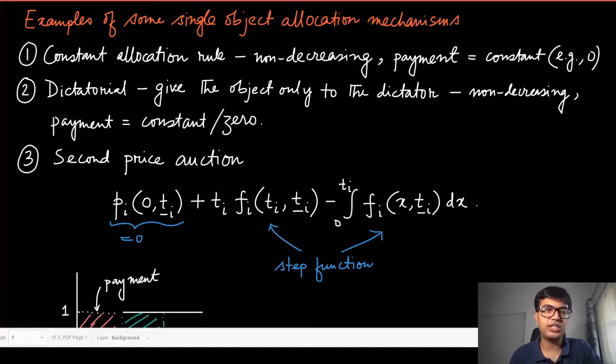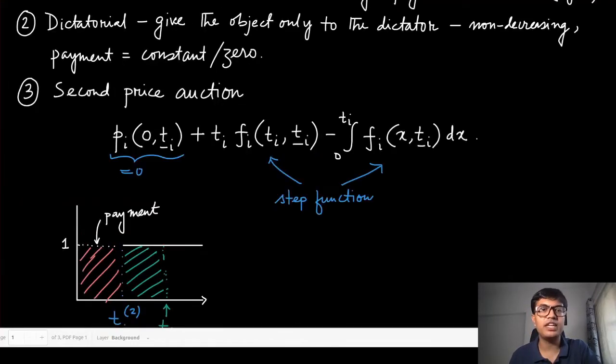Constant allocation and dictatorial: we know that those are monotone allocations, but they are not super interesting because they are very trivial mechanisms. The first interesting mechanism is that of the second price auction. We have already seen it in various contexts. Let us see why it falls in the same class, and how we can pictorially represent the second price auction in the context of Myerson. So let us look at the payment formula in this case.